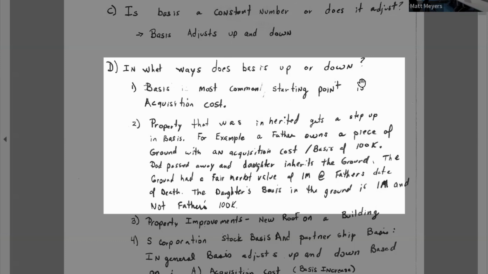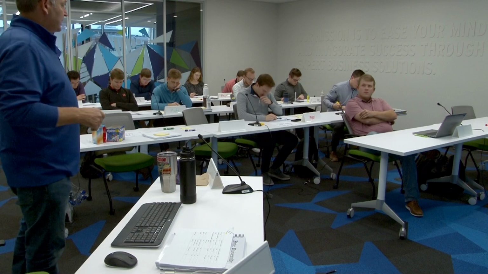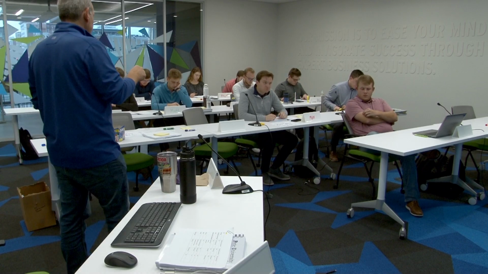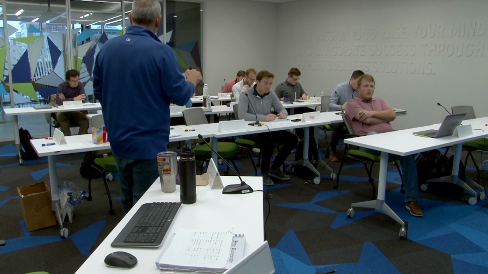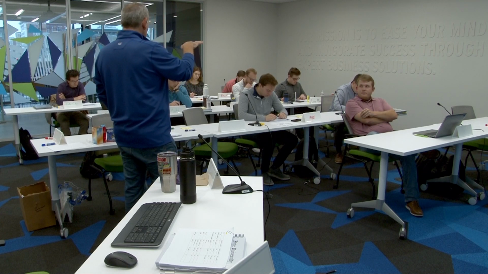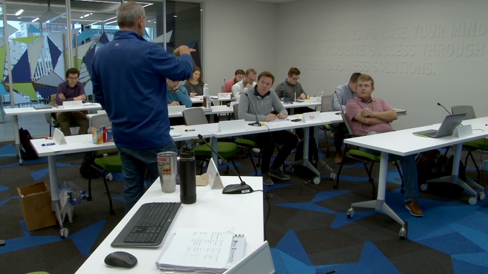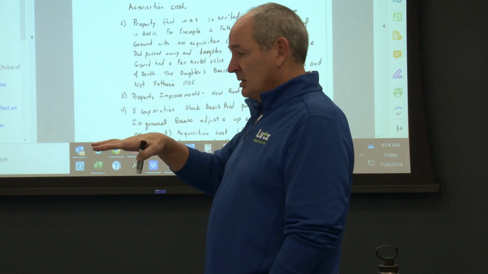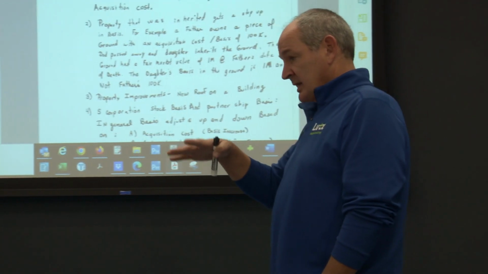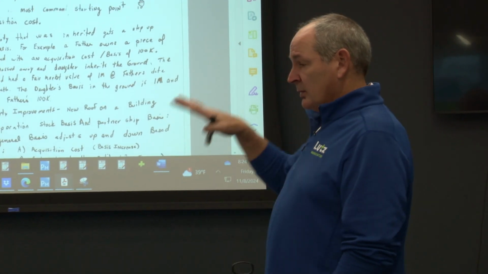For example, my father owns a piece of ground with an acquisition cost or basis of 100K. Dad passed away and his daughter inherits the ground. The ground had a fair market value of 1 million at the father's date of death. The daughter's basis in the ground is 1 million, not the father's 100K. Does that seem consistent with what we said yesterday in the estate and gift portion, where we took the fair market value of the assets in the estate, compared it to our estate exemption, and figured out whether we owe a tax? So that's a consistent concept.